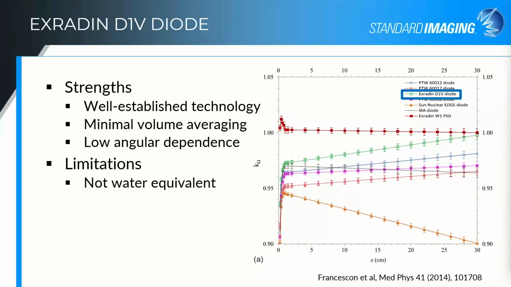Limitations of the diode, again, as with any diode, is it's not water equivalent. These are higher density diodes, and therefore there are correction factors that have to be applied. Again, there are publications here in the green line. You can see our diode compared to some of the other detectors that are out there. There are correction factors. There are publications discussing this detector.